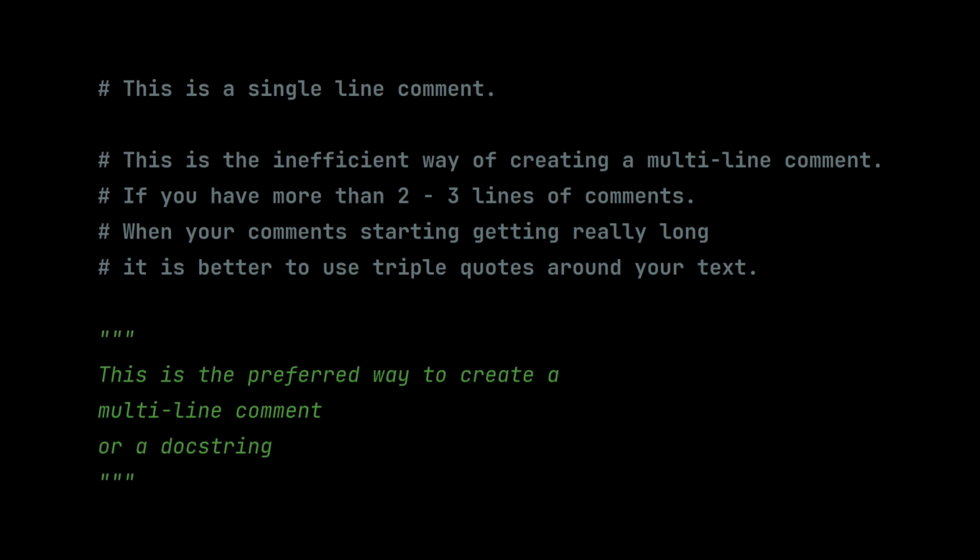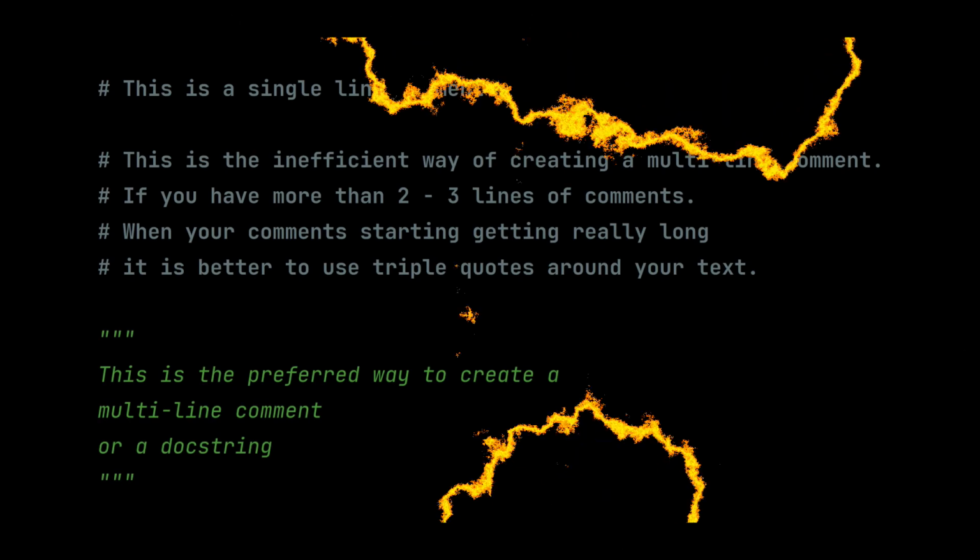In Python, we create a comment using the hash symbol. This is useful for creating single-line comments. When we want to create multi-line comments, we have two options. We can either start each line with a hash, which is inefficient if your comment is more than 2 to 3 lines. Or you can use triple quotation marks, which is preferred for longer descriptions, or for documentation purposes and is also referred to as a docstring.